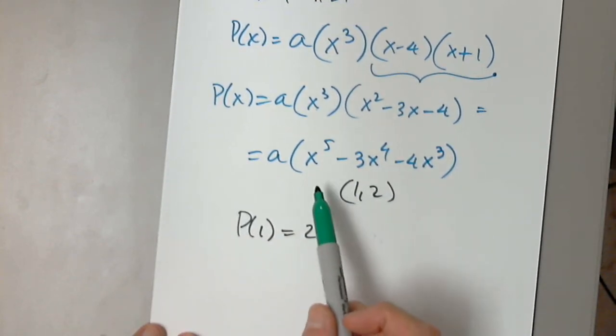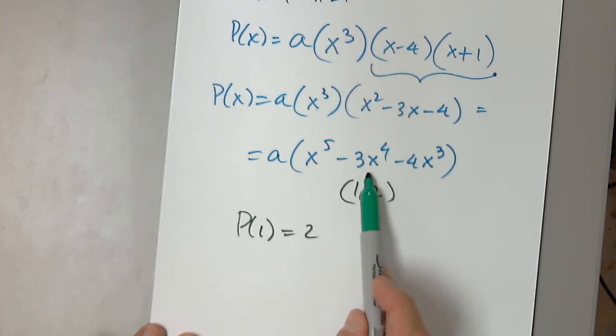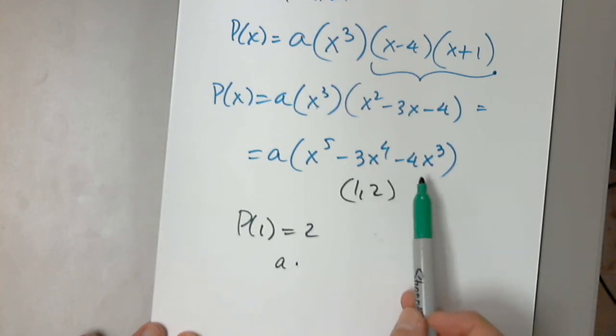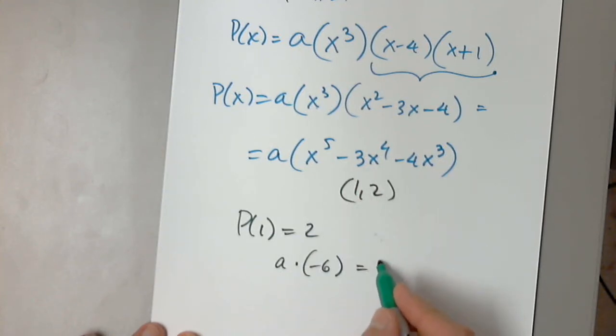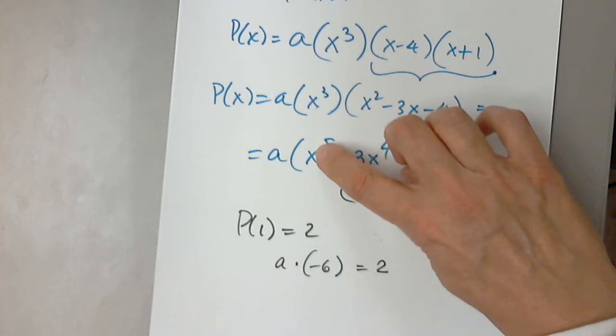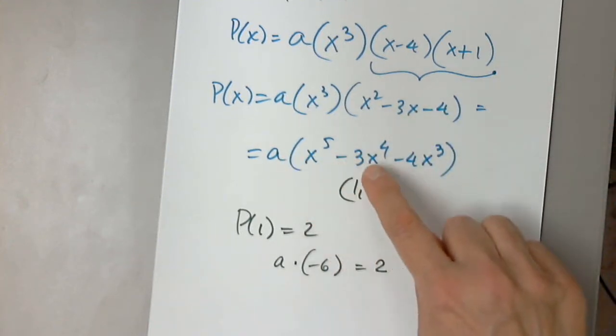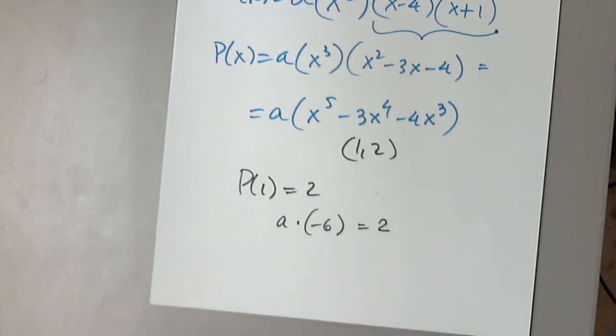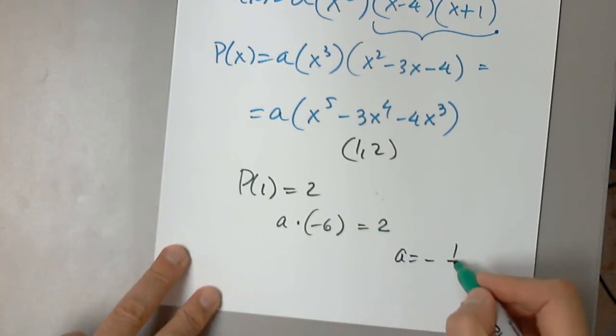So when I plug in 1, I get 1 minus 3 minus 4. So A multiplied by negative 6 is 2. Do you agree with this statement? 1 minus 3 is negative 2. Negative 2 minus 4 is negative 6. So A times negative 6 is 2. Would you agree? So P of 1, 1 minus 3 minus 4 is negative 6, and I copied A. Are you with me, everyone? Is this okay? So then A equals negative 1/3.